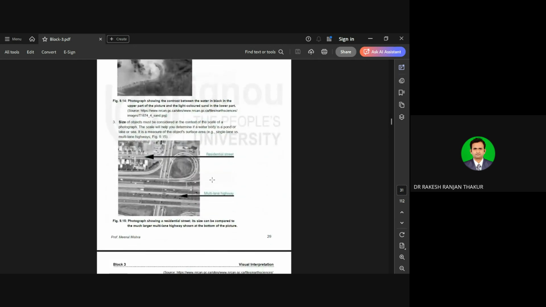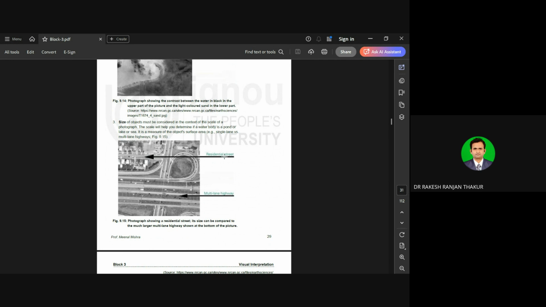Then in another example, of size, you can see an example of a residential street, and in the bottom another one, a multi-lane highway. So based on the size, we can take a decision about what the particular object is.